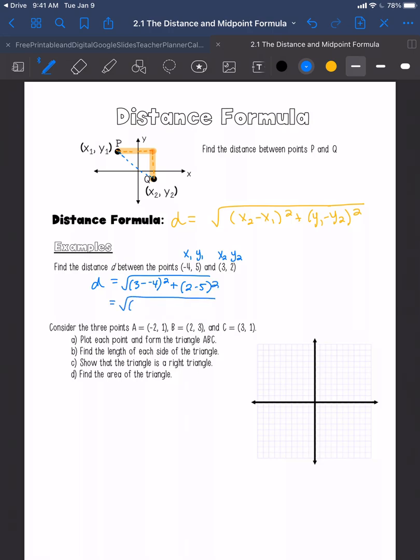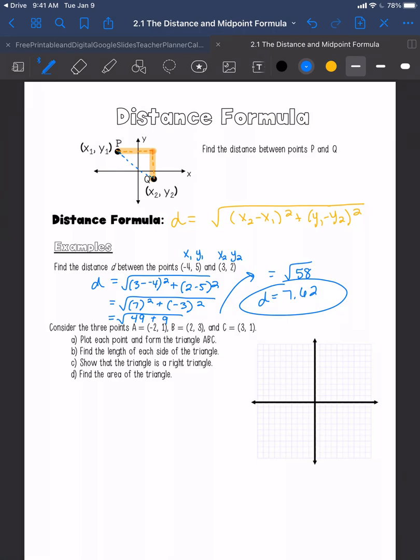So that's the square root of 7 squared plus -3 squared. Underneath the square root, 7 squared is 49, plus -3 squared is positive 9. So that would be the square root of 58. That's not a perfect square, but it does not have any perfect squares that go into it. Square root of 58 is about 7.62. So that would be the distance in units between those 2 points.